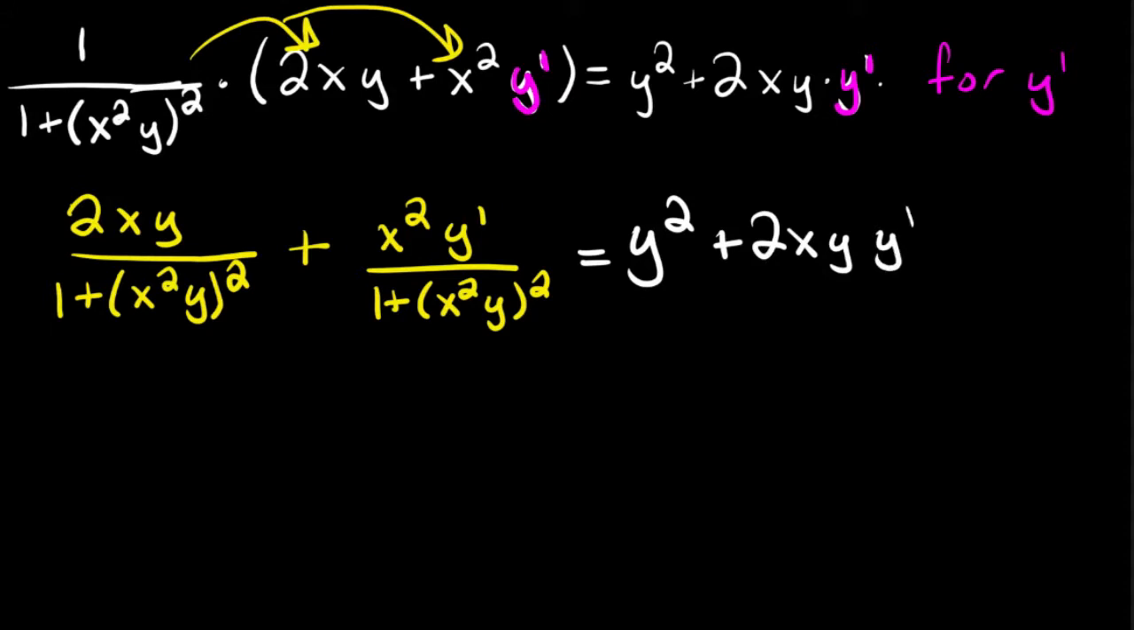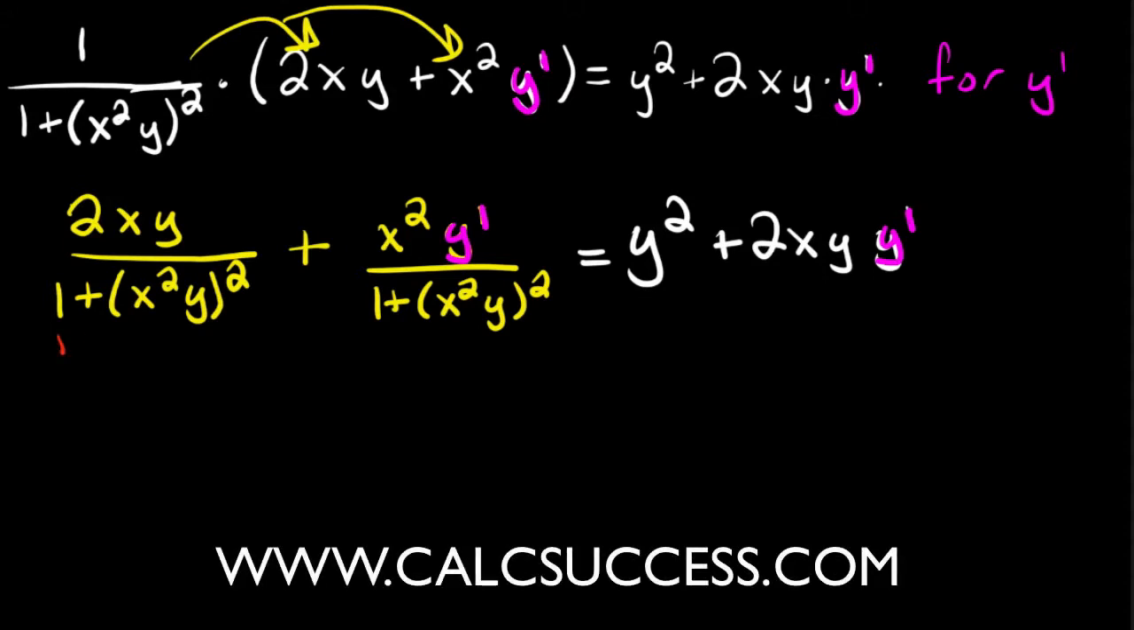Okay, so let me locate all of my y primes again. I've got one right here. I've got another one right here. So I've got two y primes. So what I'm going to do is every term without a y prime, for example, this guy, I'm going to move to the right side. Every term with a y prime, I'm going to put on the left side.